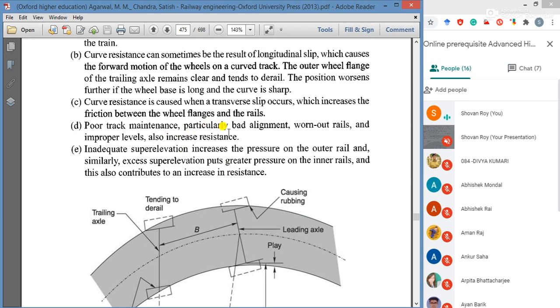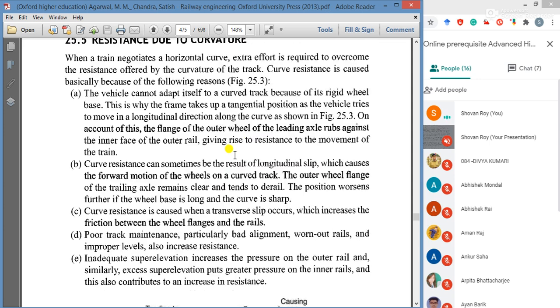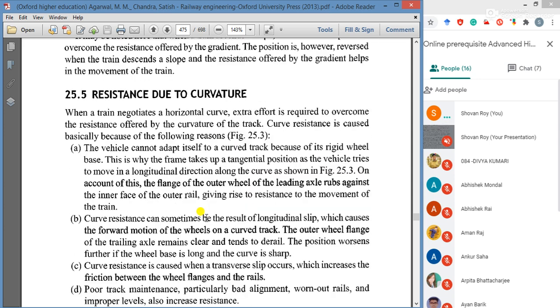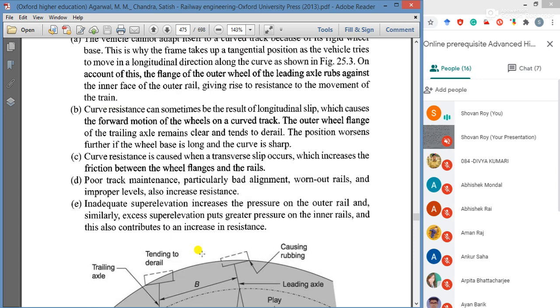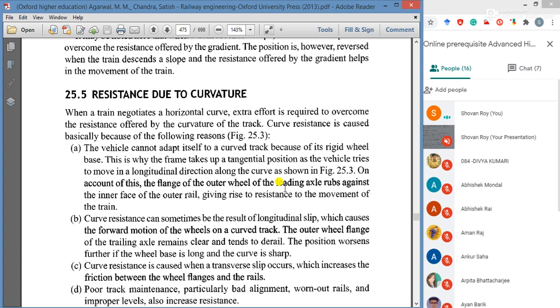Poor track maintenance, particularly bad alignment, worn out rails, improper levels, also increase resistance. Inadequate super elevation increases the pressure on the outer rail, and similarly excess super elevation puts greater pressure on the inner rail. These theories are just for understanding. To the best of my knowledge, these theories are normally not asked in the exams, but numerical questions may be asked. Numerical questions are important from this chapter.